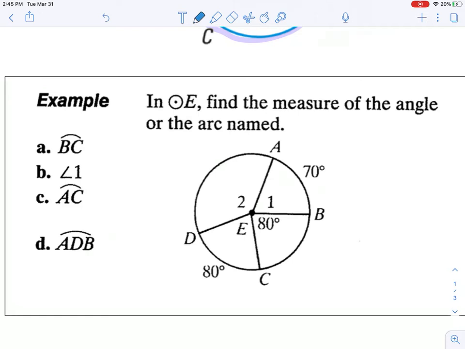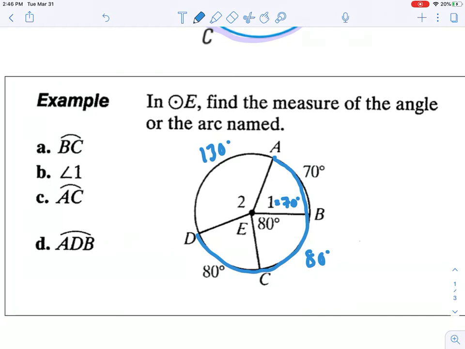In circle E, find the measure of the angle or the arc named. Okay, the central angle is the measure of the arc. So this is 70 degrees. Arc BC is 80 degrees. This angle in there is 80 degrees. All the way around the circle is 360 degrees. So I could add up 70 plus 80 plus 80 and then subtract that from 360. And I would get 130 degrees, just labeling my picture there.